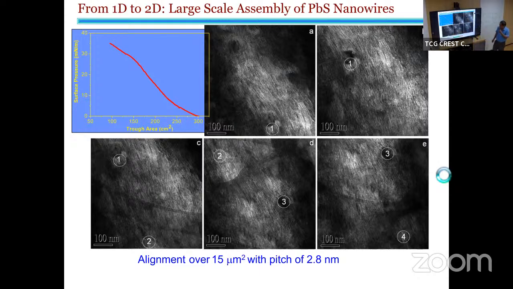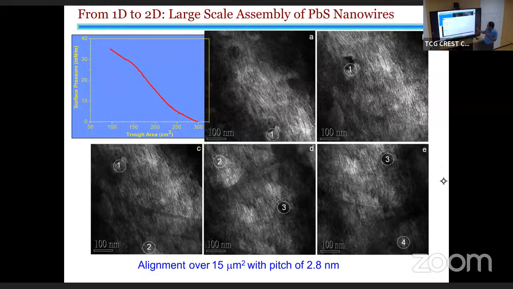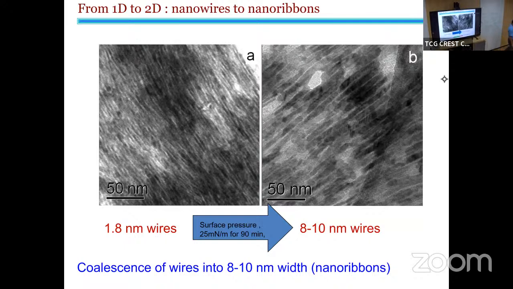So in this way, we can align these one-dimensional nanowires over 15 microns square, which is a large area alignment, and the pitch, which is the center to center distance between the adjacent nanowires, is only 2.8 nanometer here. That means an ultra high density alignment of these nanowires. So again, we gave some amount of heat to this water surface, and we found that all these nanowires started to form nanoribbons of 8 to 10 nanometer in diameter.